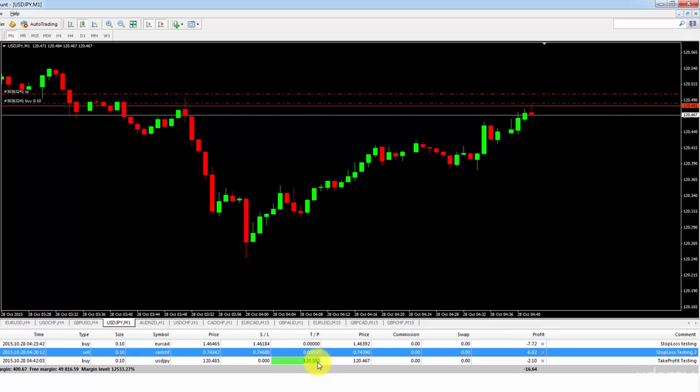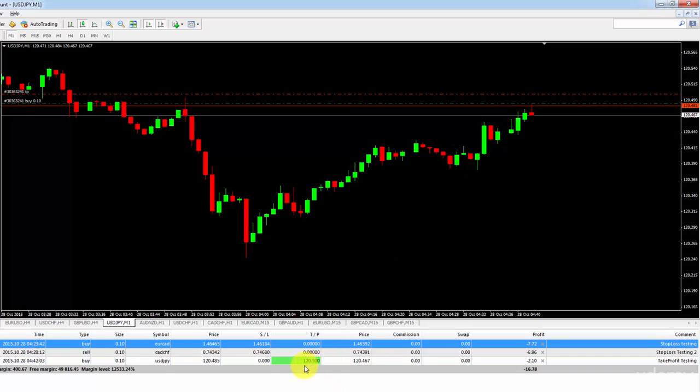The price is very close to the take profit, and that means your order is signaling you that it is about to be closed. The take profit might actually close just now. And so now what we wanted to look at.